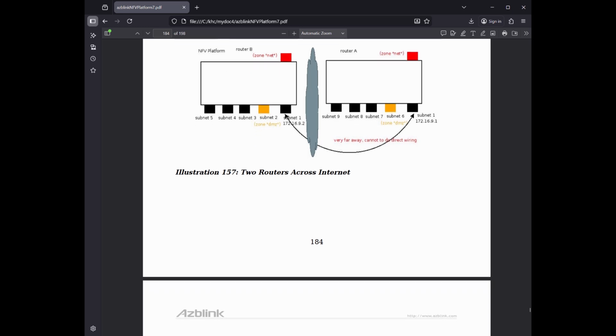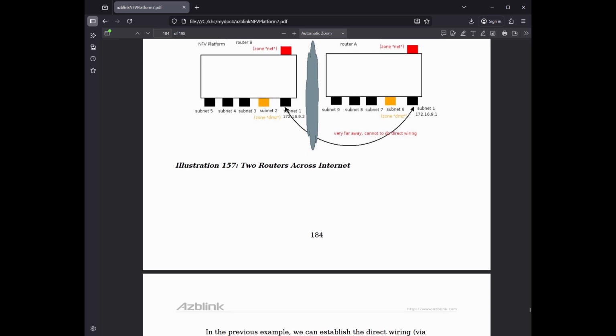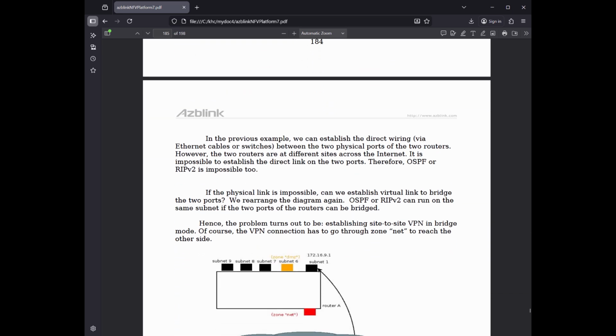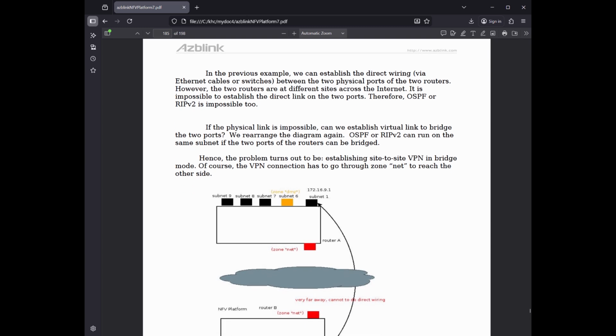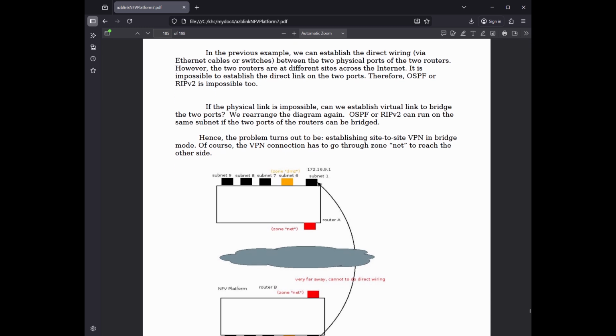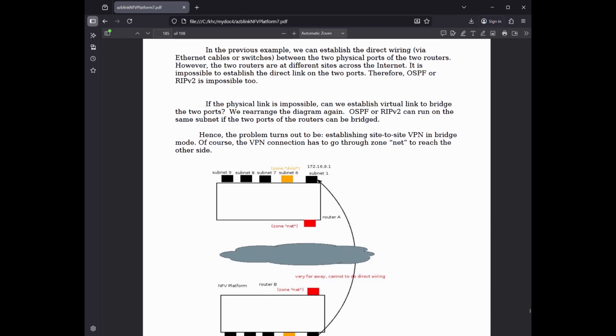In the previous example, we can establish the direct wiring, via Ethernet cables or switches, between the two physical ports of the two routers. However, the two routers are at different sites across the Internet. It is impossible to establish the direct link on the two ports. Therefore, OSPF or RIPv2 is impossible too. If the physical link is impossible, can we establish a virtual link to bridge the two ports?